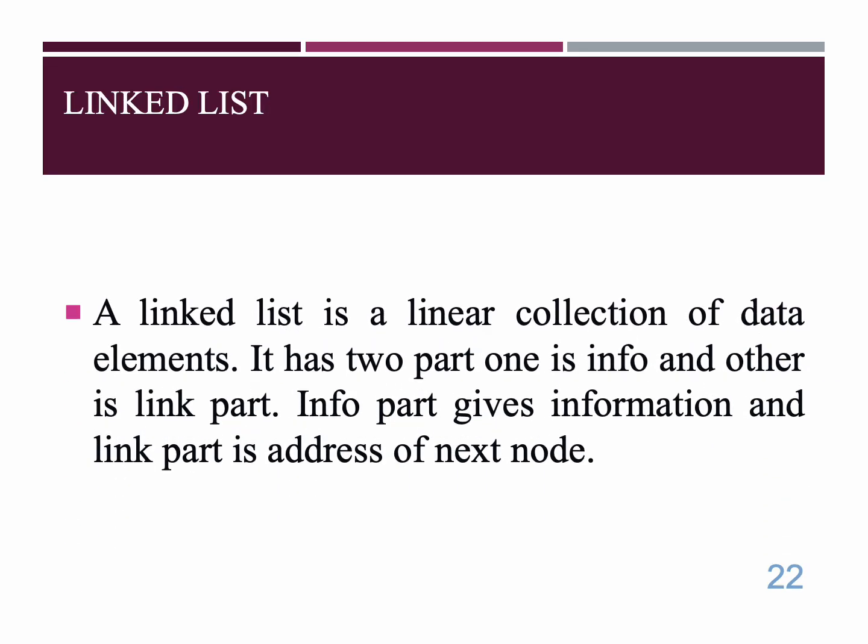Okay, so now let's look at linked list. A linked list is a linear collection of data elements. It has two parts. Part 1 is info and the other is link part. Info part gives information and link part is the address of the next node.